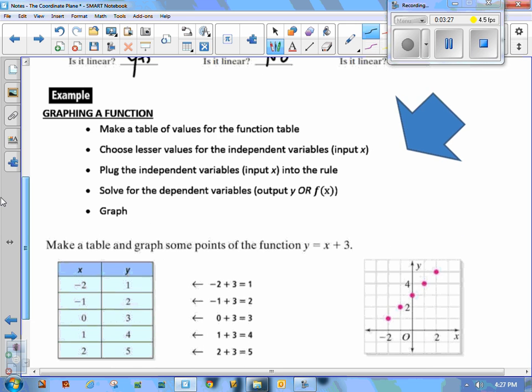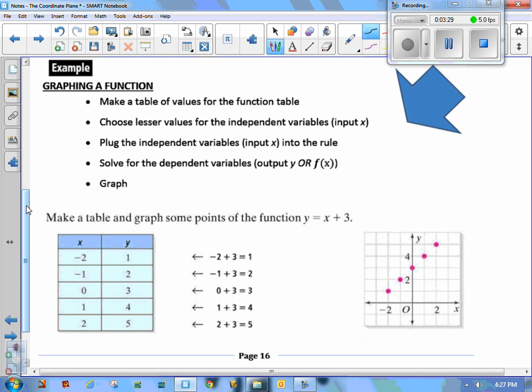Now, graphing a function. Make a table of values for the function. Choose lesser values for the independent variable, x, your input, and plug it into the rule, and solve for the dependent variable, your output, your y, or what we've been calling f of x. And then we're going to graph.